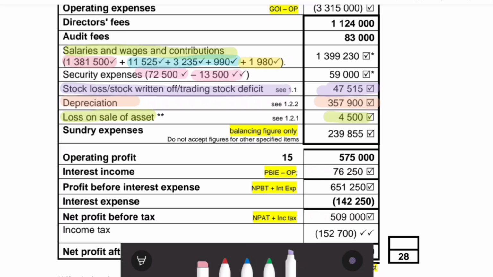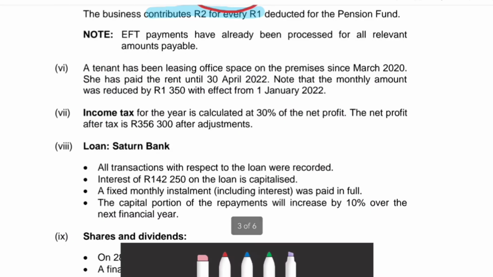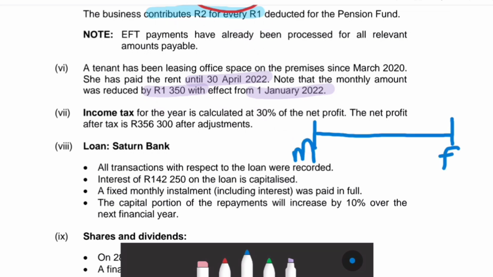We've expensed it. A tenant has been leasing the office space, the premise, since March 2020. She has paid rent until April 2022. Note that the monthly amount was reduced by 1,350 as of the 1st of January 2022. Right. If we draw a timeline, our financial year starts March 2021, ends February 2022. And we are told that the tenant paid until 30 April 2022.